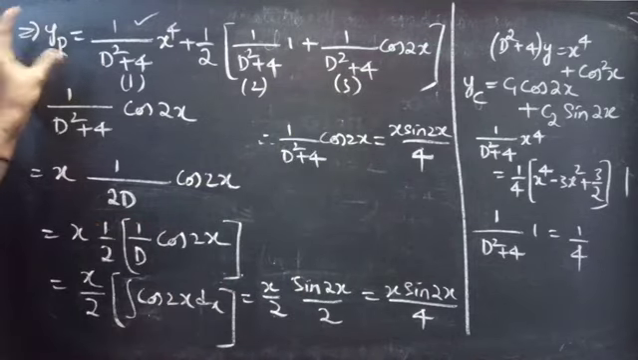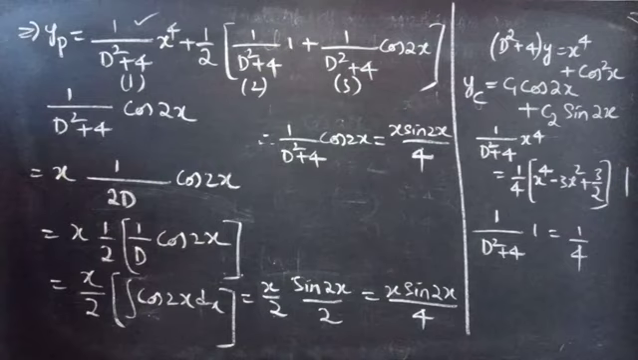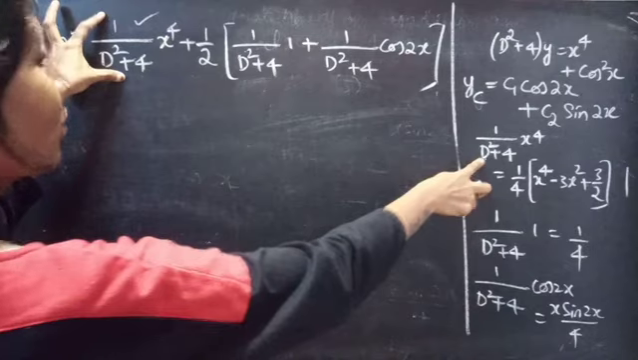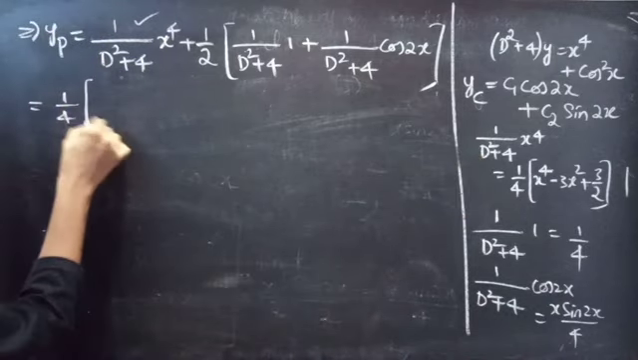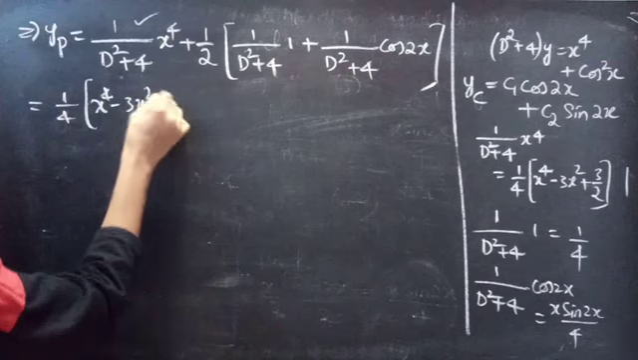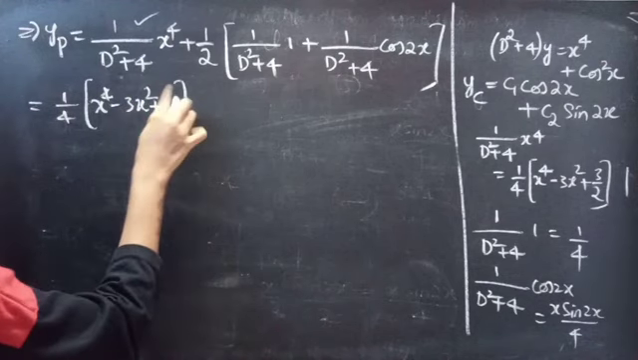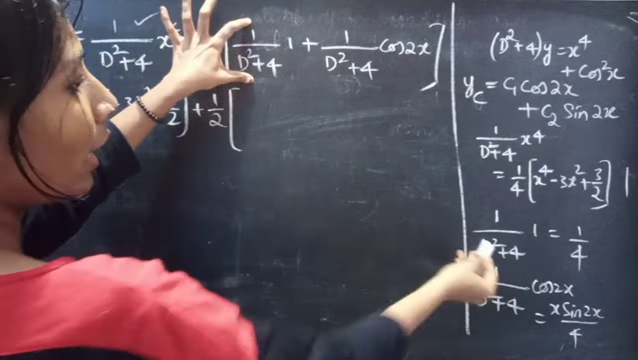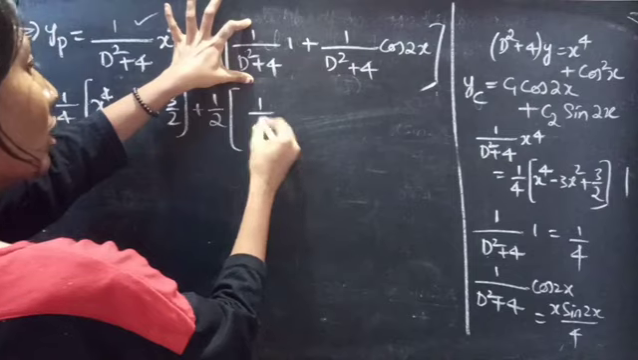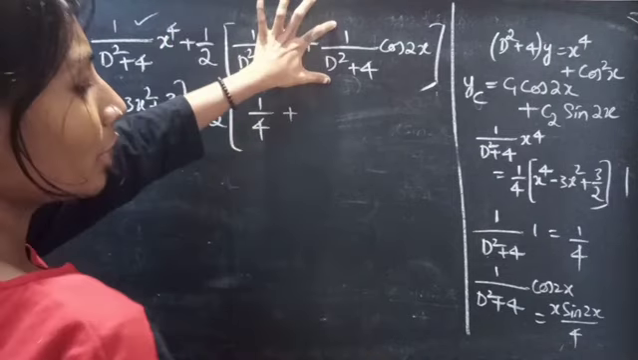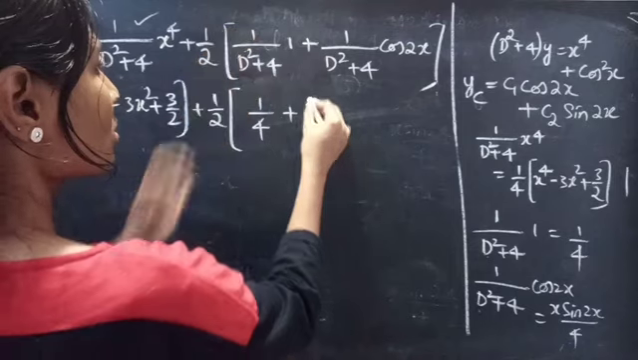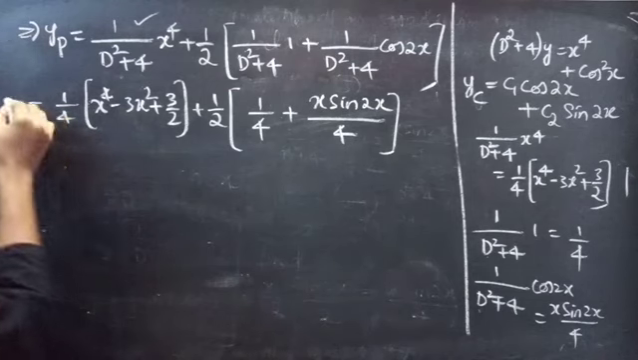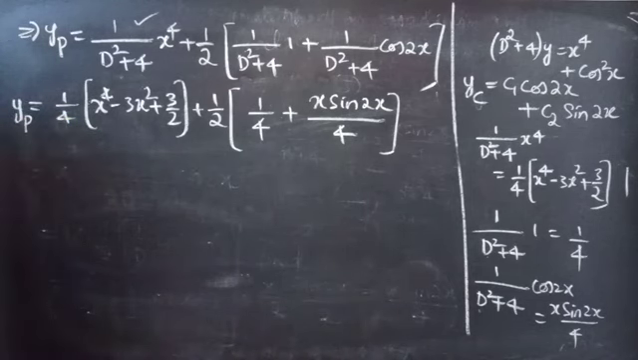And now we can write yp. Now coming to yp, the result obtained from 1 by f of D into x power 4 is 1 by 4 into x power 4 minus 3x square plus 3 by 2, plus 1 by 2 into the result obtained from 1 by f of D into 1, which is 1 by 4, plus the result obtained from 1 by f of D into cos 2x, which is x sine 2x by 4. These are the required yp.